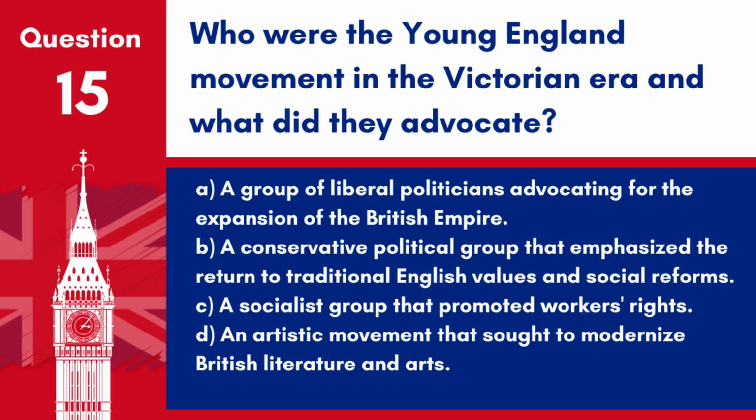Question 15. Who were the Young England movement in the Victorian era, and what did they advocate? A. A group of liberal politicians advocating for the expansion of the British Empire. B. A conservative political group that emphasized the return to traditional English values and social reforms. C. A socialist group that promoted workers' rights. D. An artistic movement that sought to modernize British literature and arts.